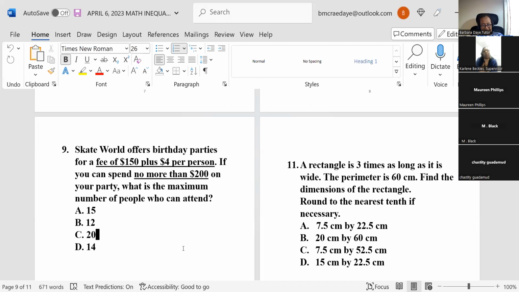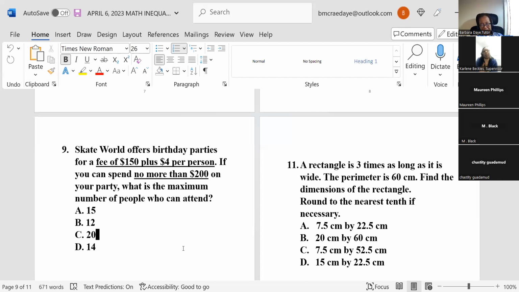Let me try this way. Ask yourself the question: with a $200 budget and a fee of 150, how much do you have left after you pay the fee? $50. That's right. So you got $50. Of that $50, at $4 a person, what's the maximum number of people who can attend?